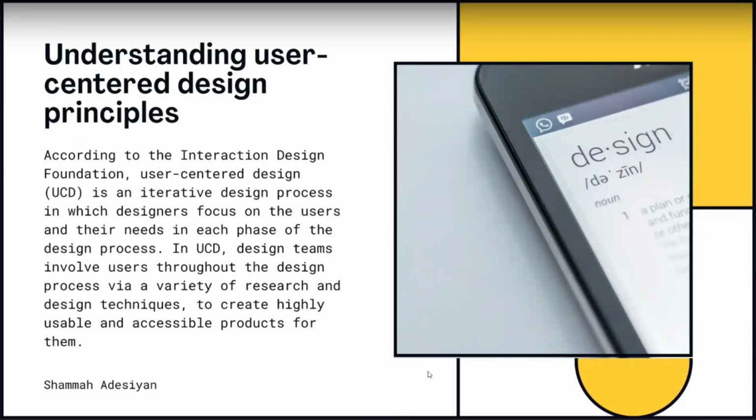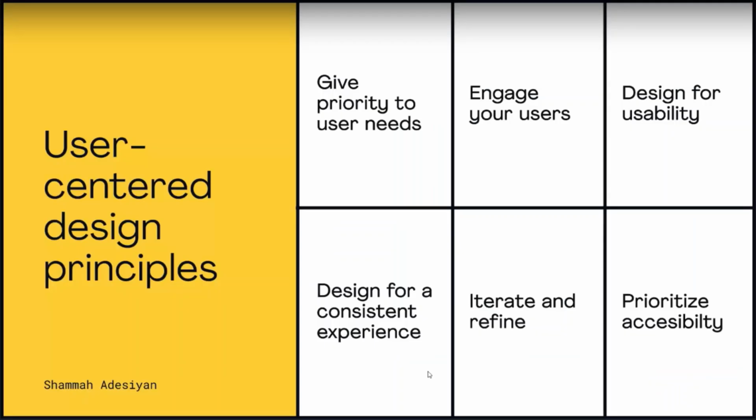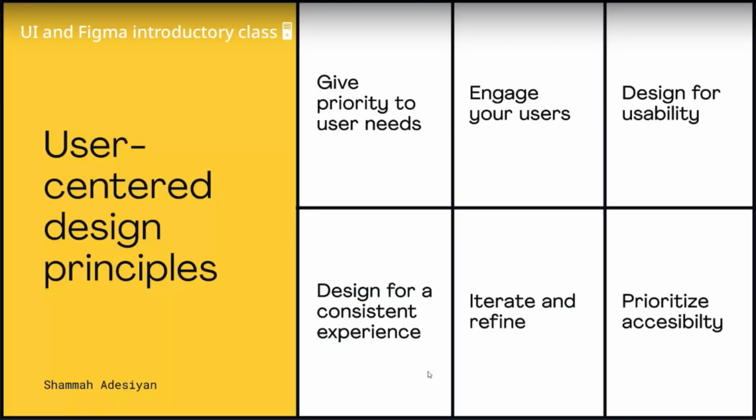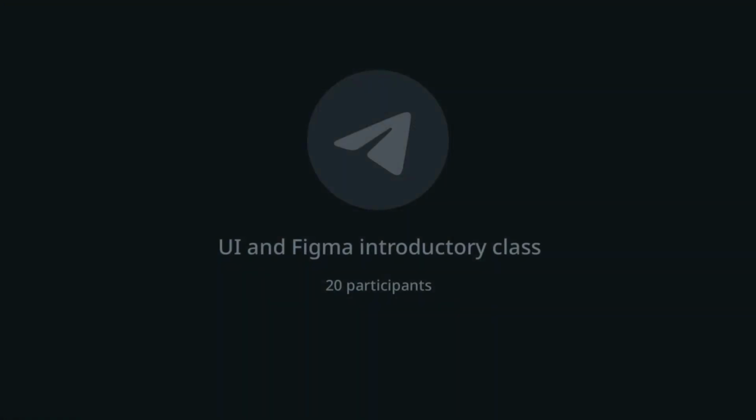So what are some of these user centered design principles? The first, you have to give priority to user needs because you are designing it for the users. User centered design places the needs and expectations of the users at the center of the whole design process. Like I said before, you conduct research, you understand their needs, their behaviors, their motivations, their pain points, and this is the part where you empathize with your users. This is very UX related. You have to put yourself in their shoes.